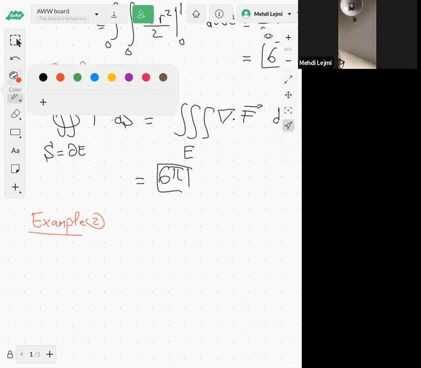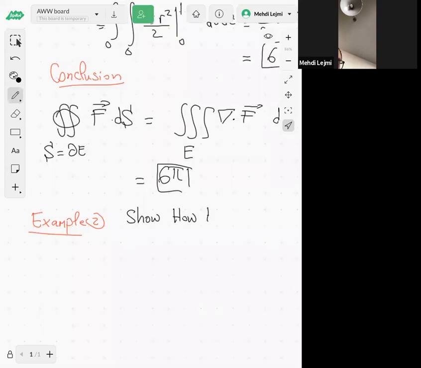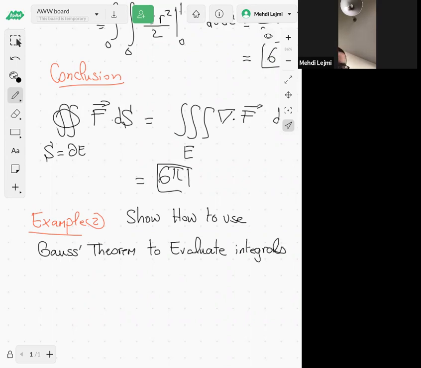I'm going to show how to use Gauss theorem to evaluate integrals that are very hard, or kind of impossible, to compute.